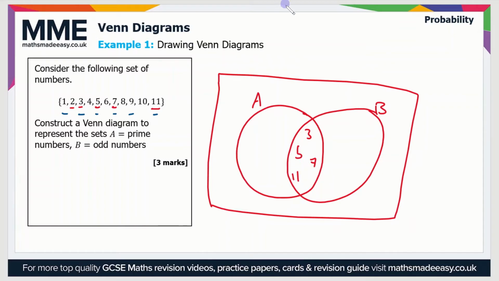Now we'll look for ones that are only in set A. Set A are the prime numbers, so we highlighted those in red. That's 2, 3, 5, 7 and 11. The only one that's not in the intersection is 2, as that's the only even prime number.